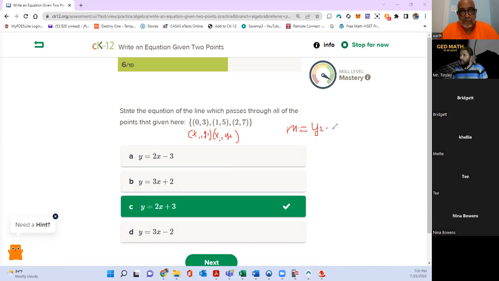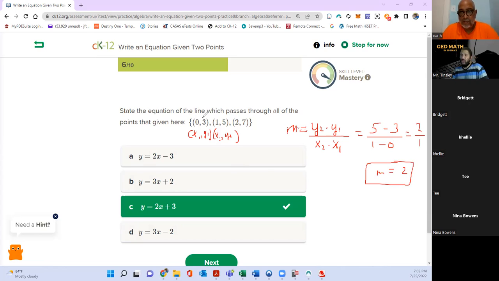Y2 minus y1, or you can just use the shortcut. I'll show you my ebook, and then you want to do all this work. But if you want to know, do it by hand. You keep writing the formula down till you know it. So y2 is 5. Y2 minus y1 is 3. X2 is 1. Minus x1 is 0. 5 minus 3 is 2. 1 minus 1 is 1. 2 over 1 is 2.